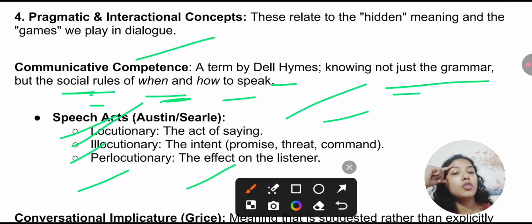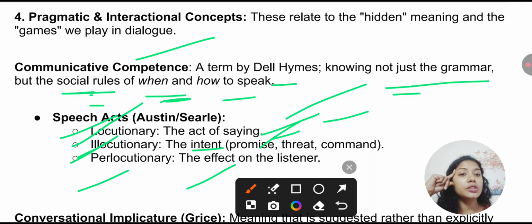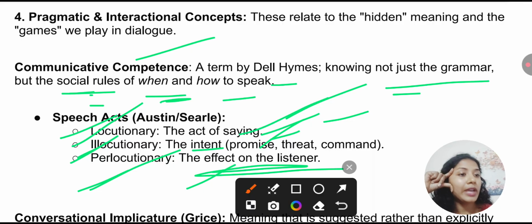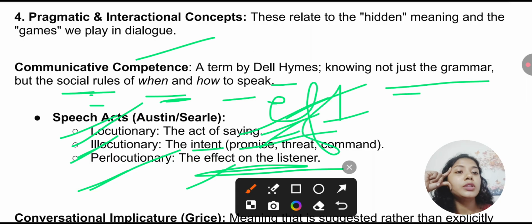You can just have an overview: locutionary is the act of saying, you have said something. Illocutionary is the intention by which you said it, like you are promising, threatening somebody, commanding, or giving instructions. And perlocutionary is the effect on the listeners of what you have said. आपने जो भी कहा है उसका क्या इम्पैक्ट हुआ है लिसनर पे.